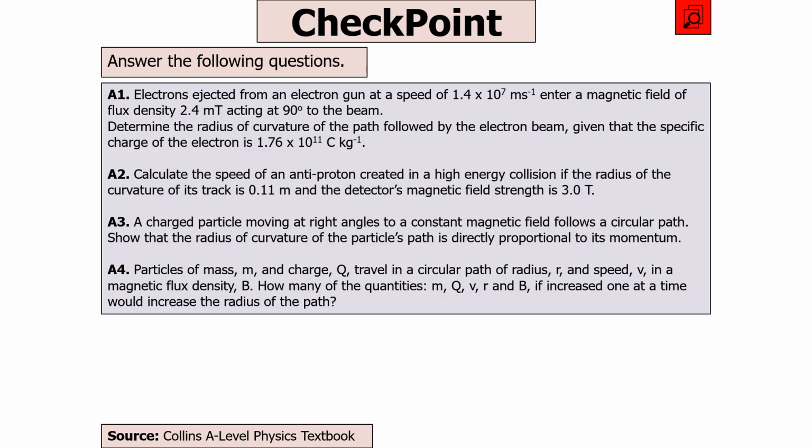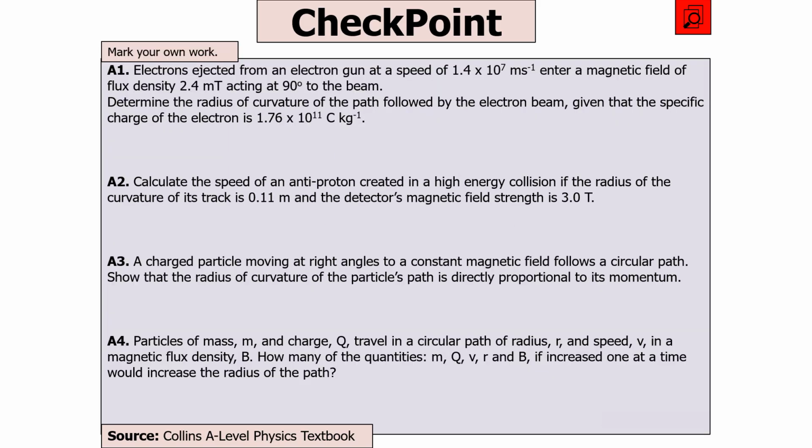A charged particle moving at right angles to a constant magnetic field follows a circular path. Show that the radius of curvature of the particle's path is directly proportional to its momentum. And then particles of mass m, charge q, travel in a circular path of radius r and speed v in a magnetic flux density b. How many quantities m, q, v, r and b, if increased one at a time, would increase the radius of the path? So pause the video now, then unpause the video when you want to go through your answer.